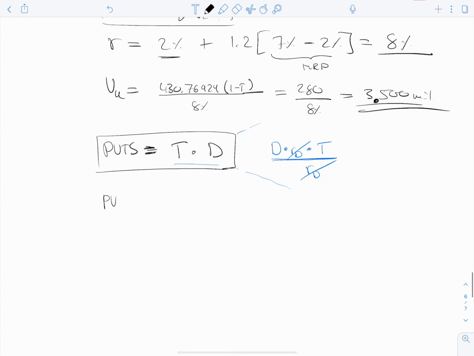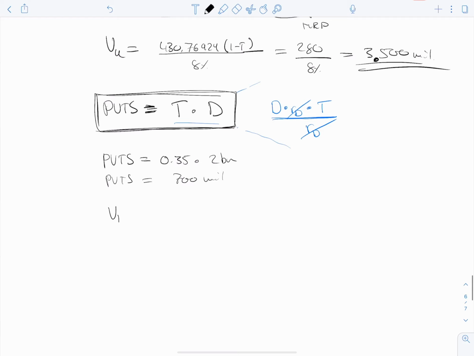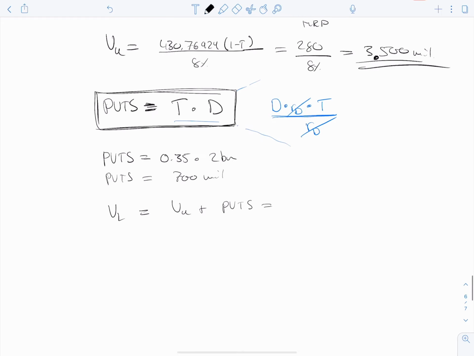But now we can use that formula, right? So this is super handy to know, this very, very simple fact. Now we can use this to say that you have a tax rate of 35% and you have debt of 2 billion. So basically our present value of tax shield is then 700 million. So our value of the levered firm is then equal to 3,500 plus 700, which is equal to 4,200 million.